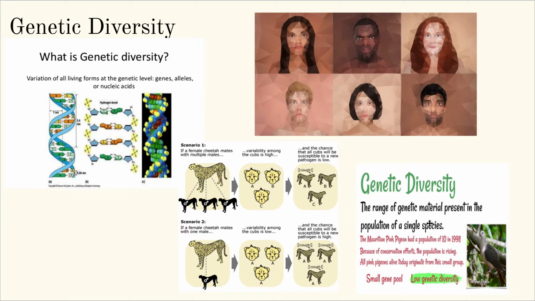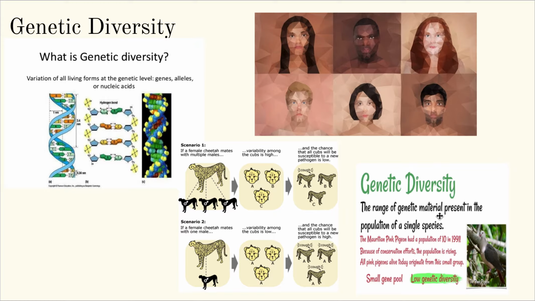Here on the bottom right, genetic diversity is described as the range of genetic material present in the population of a single species. The mountain penguin, seen here in the little image, if you can see that, used to have a population of only 10 in 1991. Very, very small population. Luckily, due to conservation efforts, the population is rising. All pink penguins alive today originate from this small group. So they have a small gene pool and a low genetic diversity.